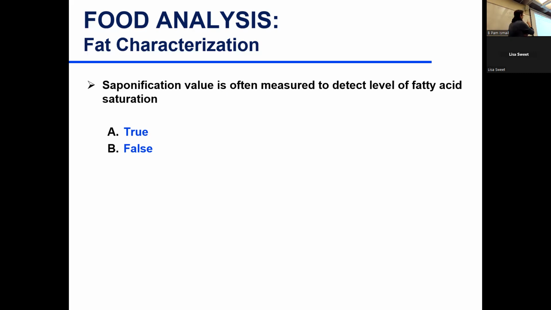The saponification value has an inverse relationship with the average molecular weight of your fatty acids. You have to remember that, inverse relationship. You're going to see it when we calculate. But I want you to remember, the higher the saponification value, the lower the average molecular weight of fatty acids in the oil. So inverse relationship. I want you to remember that for now. Okay.